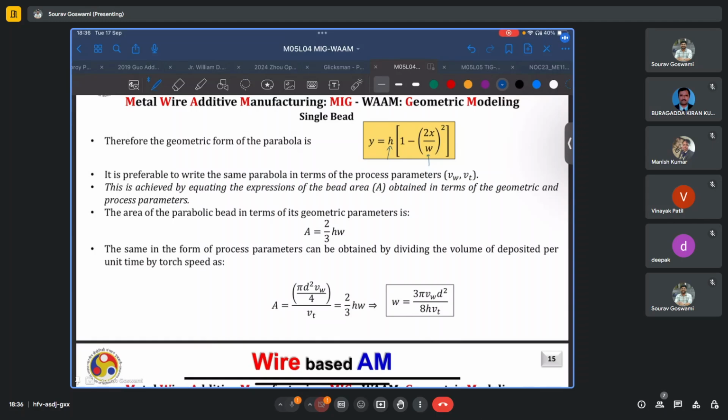This is achieved by equating the expressions of bead area obtained in terms of geometric and process parameters. So for a parabola, we know the area which is enclosed by it is equal to 2/3 h times w. And if we express it in terms of the process parameters, this will come out to be pi d square by 4 times Vw by Vt. And upon equating, we obtain W is equal to 3 pi Vw d square by 8h Vt.